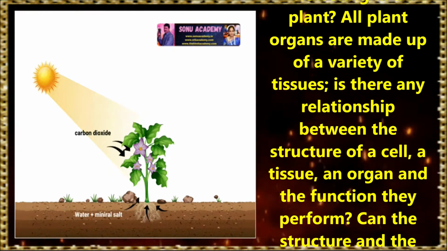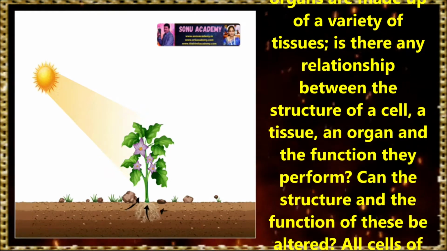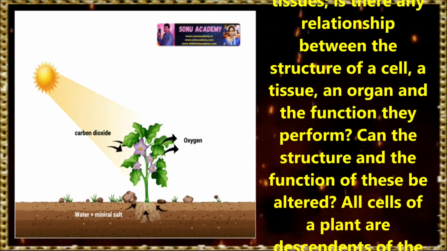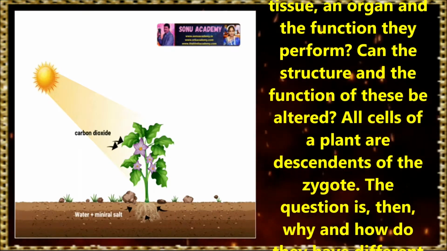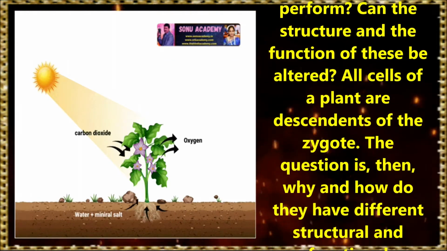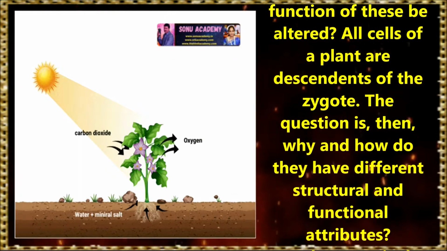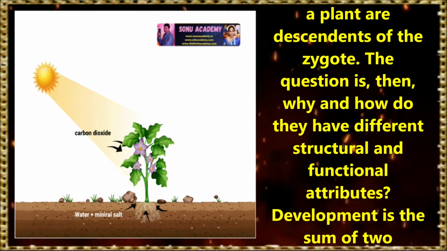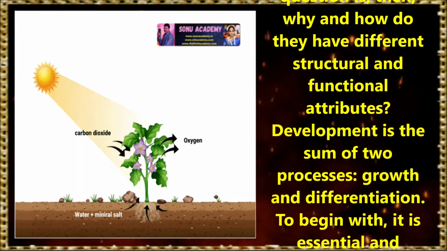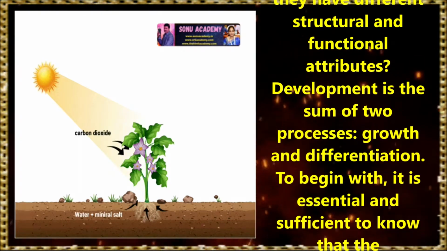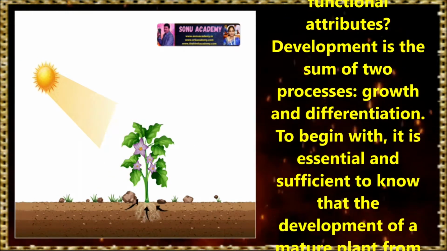All plant organs are made up of a variety of tissues. Is there any relationship between the structure of a cell, a tissue, an organ, and the function they perform? Can the structure and the function of these be altered? All cells of a plant are descendants of a zygote. The question is then why and how do they have different structural and functional attributes?